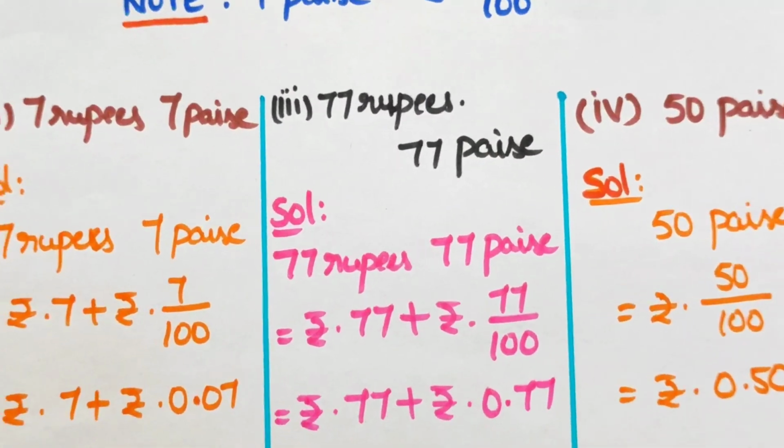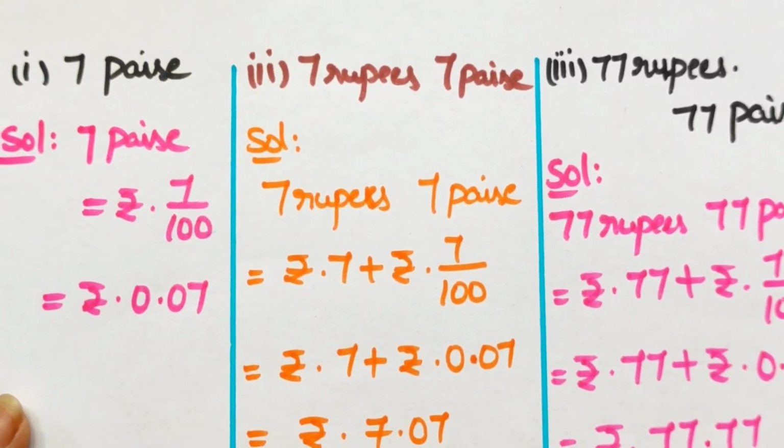Now let us see the first bit in this question. 7 paise.